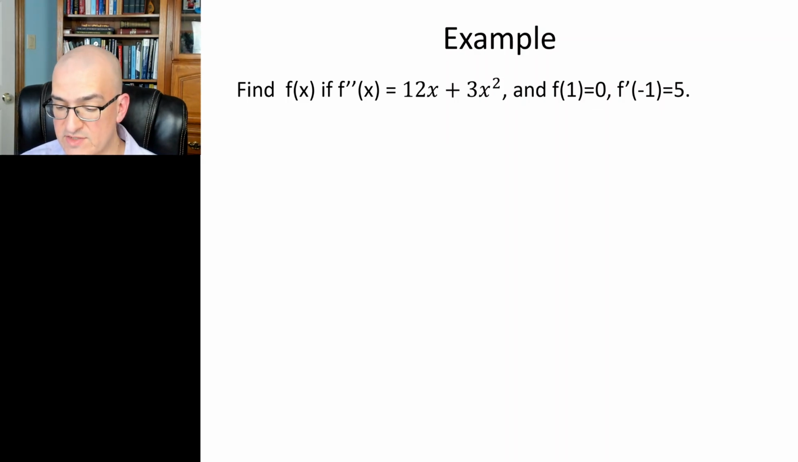Okay, here's a more advanced version. We're asked to find the original function, f of x. This time, we're not given the derivative of the mystery function, we're given the second derivative of the mystery function, and we're given two pieces of information.